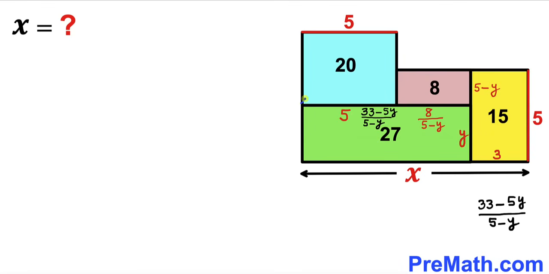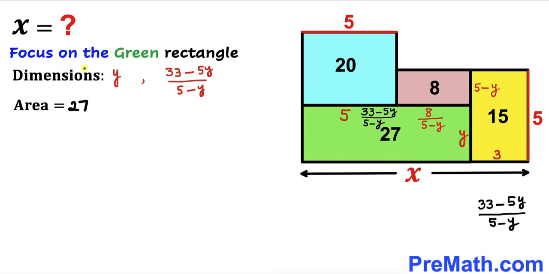Thus the side length of the green rectangle turns out to be 33 minus 5y divided by 5 minus y, and this side length is y. So the dimensions of the green rectangle turn out to be y and 33 minus 5y divided by 5 minus y. And moreover, the area of this green rectangle is 27.